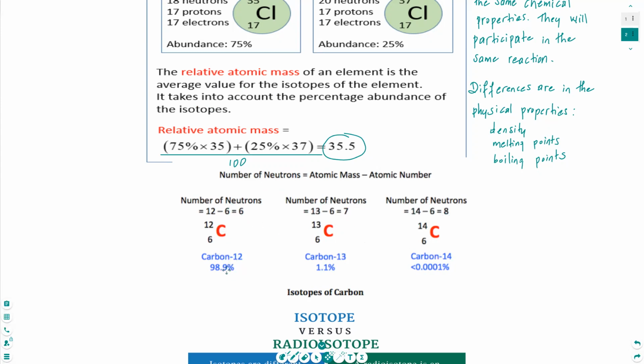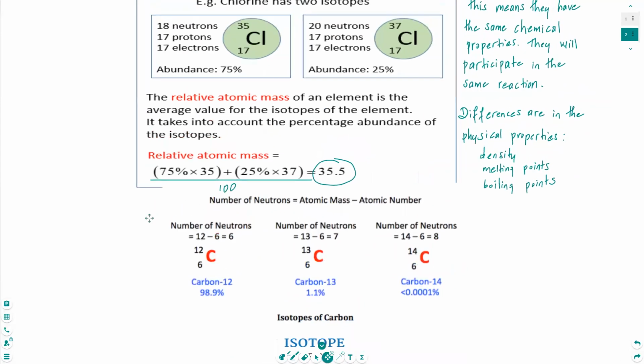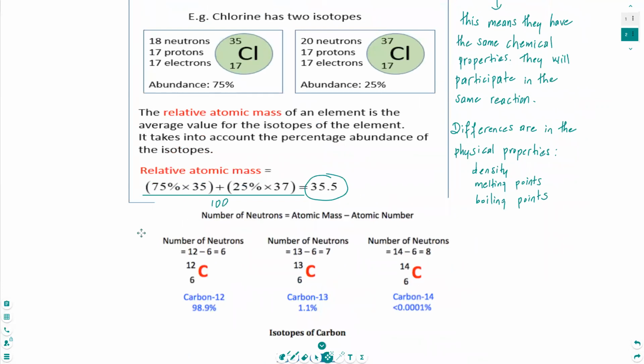Carbon 12 is the most abundant isotope here. Carbon 13 is not very abundant, and carbon 14 is not very abundant at all. And I should have mentioned something to you before. When you are actually calculating the relative atomic masses, you will find that the number will come closer to the isotope that is more abundant.